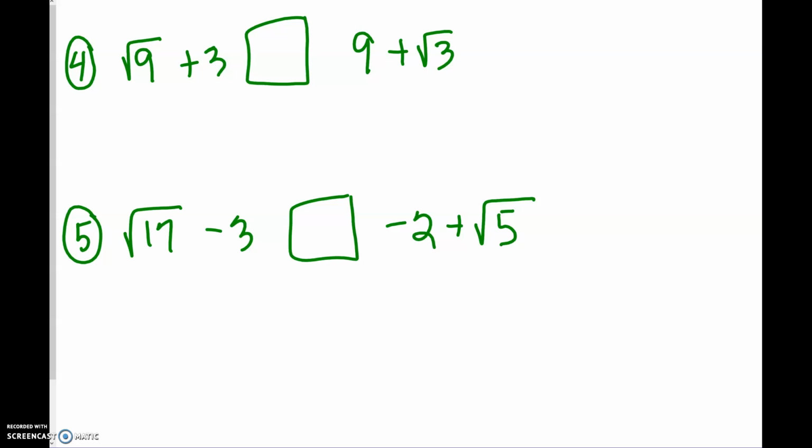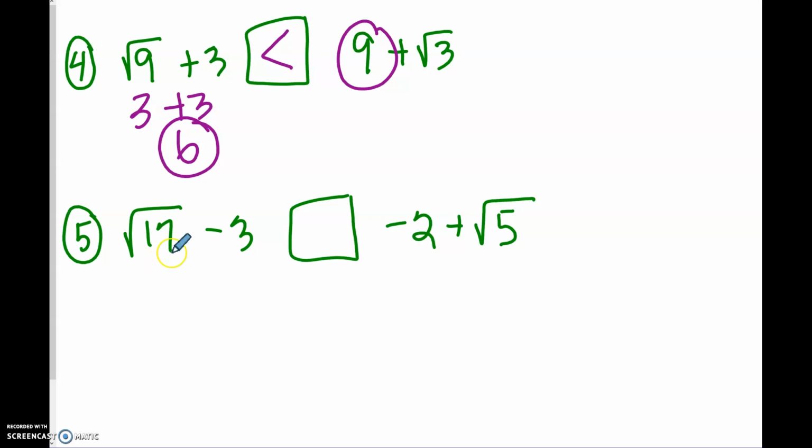All right, next problem here. So we have the square root of 9 is 3. 3 plus 3 is 6. Well, 6 compared to 9, we already know that 9's bigger, so I can put this symbol in here.